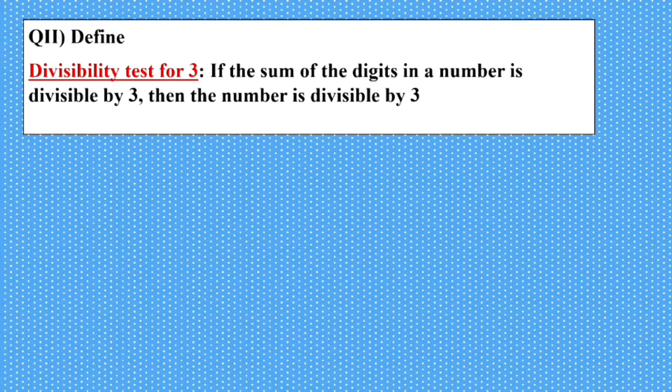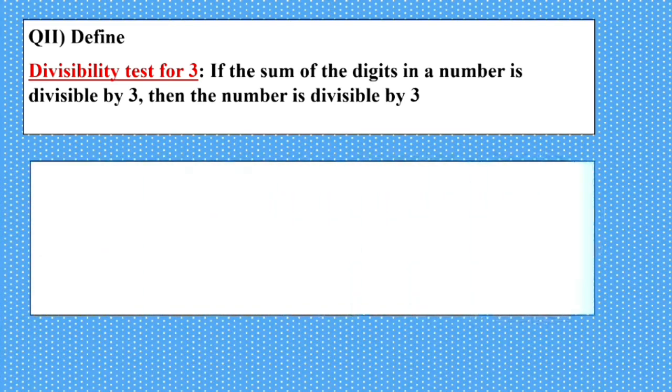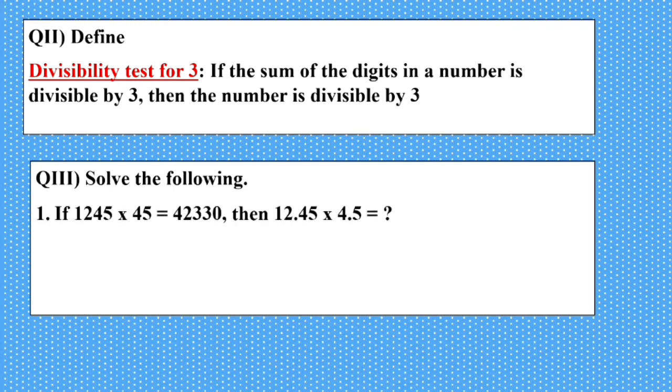If the sum of the digits in a number is divisible by 3, then the number is divisible by 3. The next one is question number 3, solve the following. The question is: if 1245 multiplied by 45, we get the answer 42,330, then 12.45 multiplied by 4.5, what do we get?